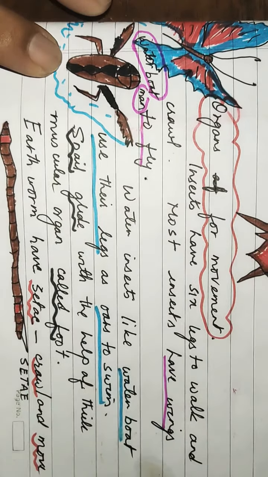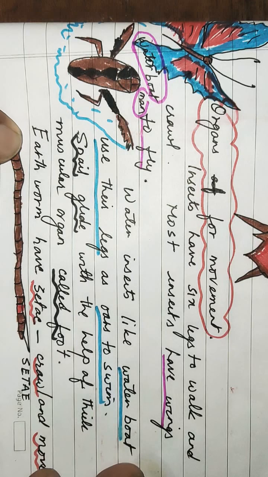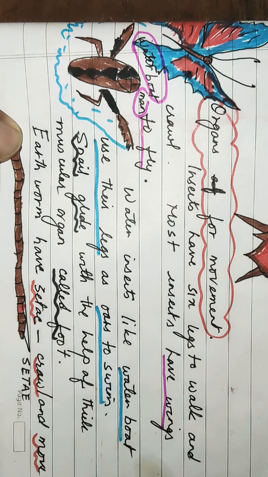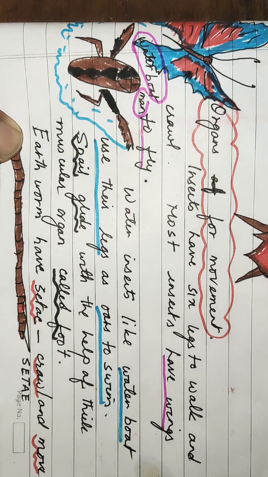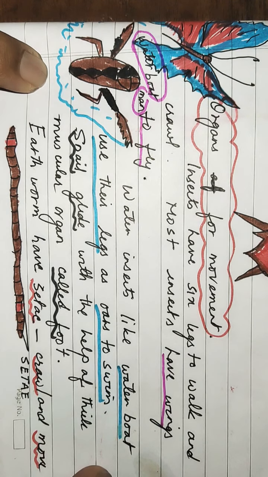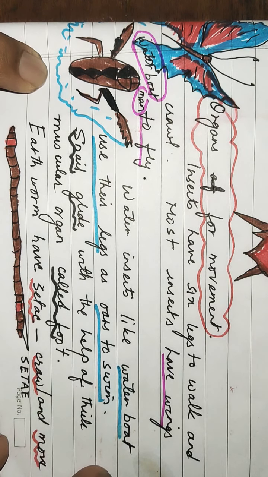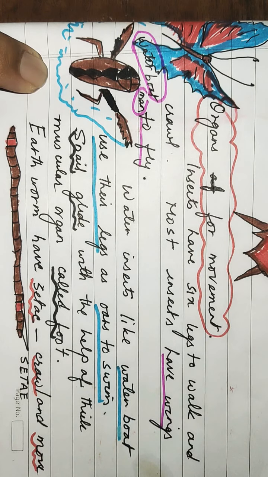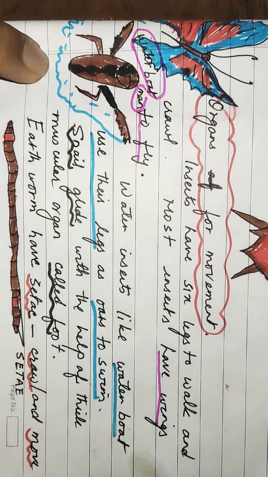Next is organs for movement. We have legs. Monkeys also have legs. Most animals have limbs to move here and there. But these are the delicate ones, and for them the organs for movement are one of the most delicate things. So what have they adapted?